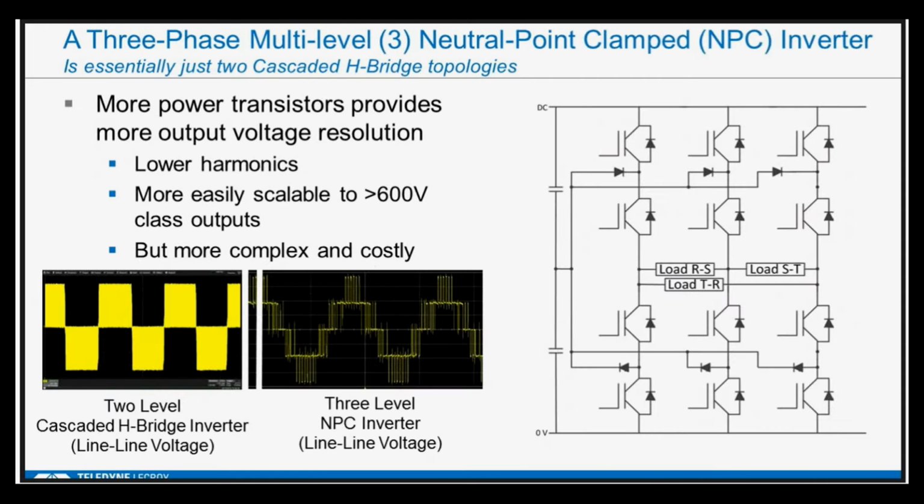There's another topology that I'll talk about, called a multi-level or even a neutral point clamped inverter. It's really just 2 cascaded H bridges that are connected together, and then the load is connected across here. This is a nice topology to reduce the amount of harmonics, because instead of having something with an envelope that looks like this, you have something with an envelope that looks more sinusoidal, so the harmonics are lower. It's also more scalable to greater than 600 volt class outputs, so you see these maybe in very high voltage applications as well, but it is more complex and costly to implement on the control side.